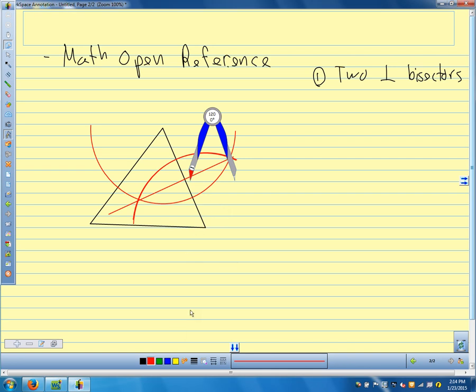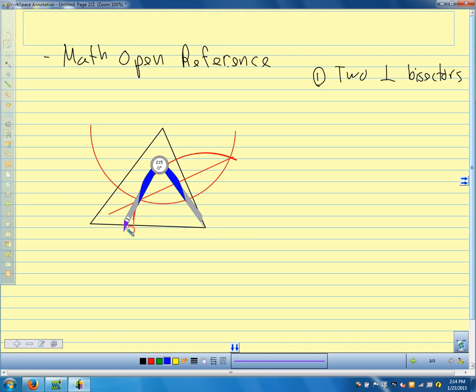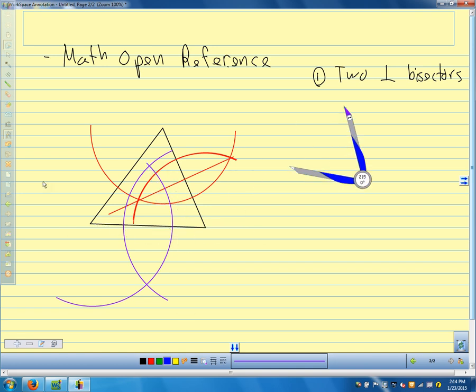So I'm going to do the perpendicular bisector to two sides. So I'll do this side. Open up the compass more than halfway. Make an arc. Come to the other side of the segment. Make an arc. And then I'm going to connect those two.